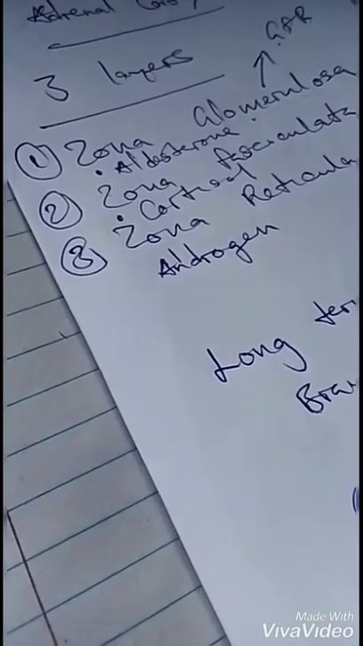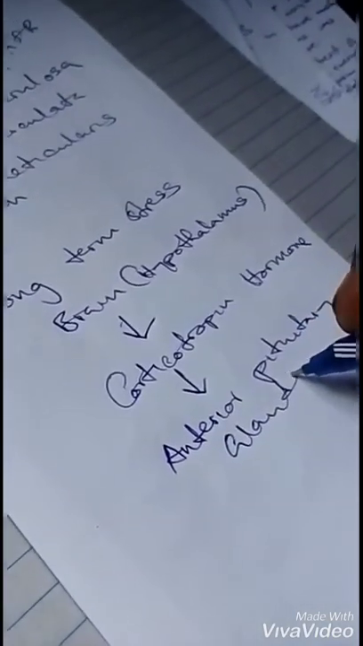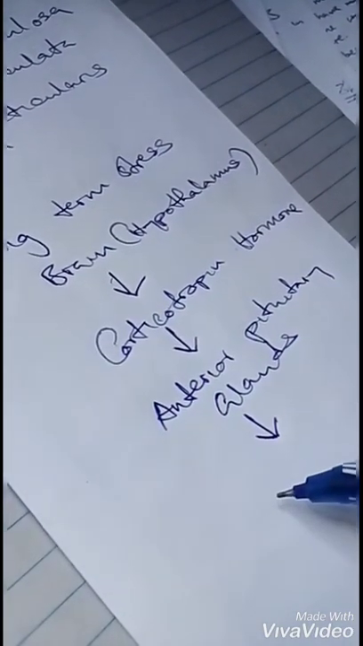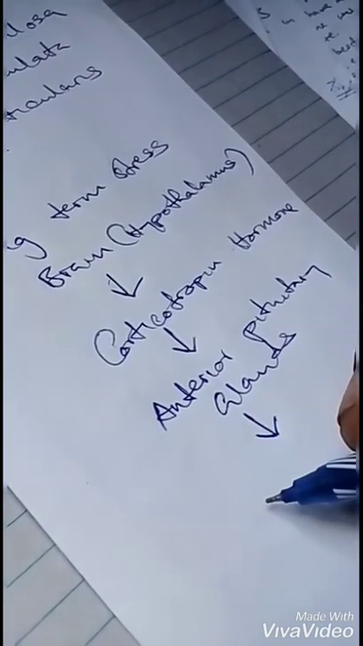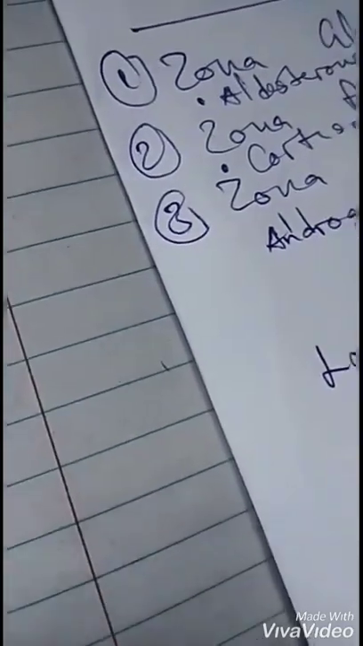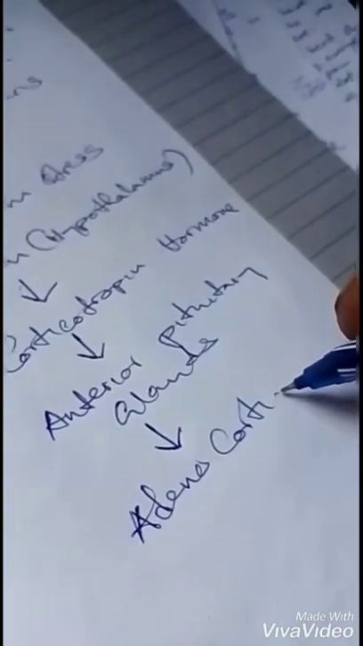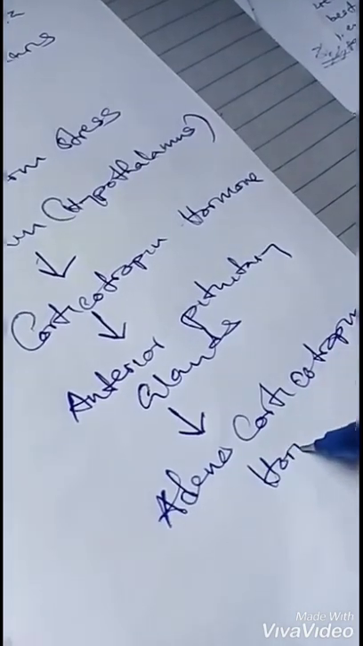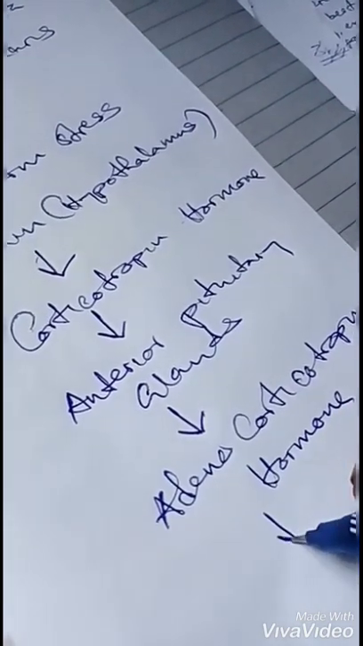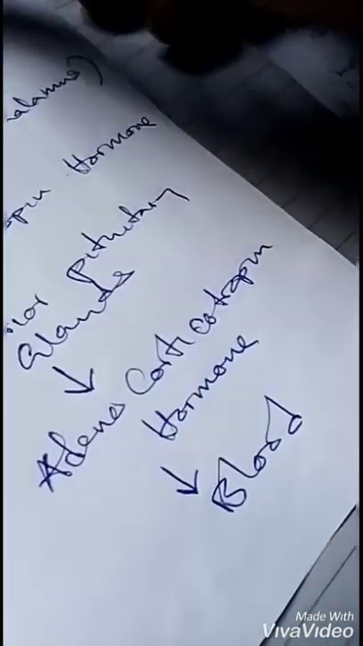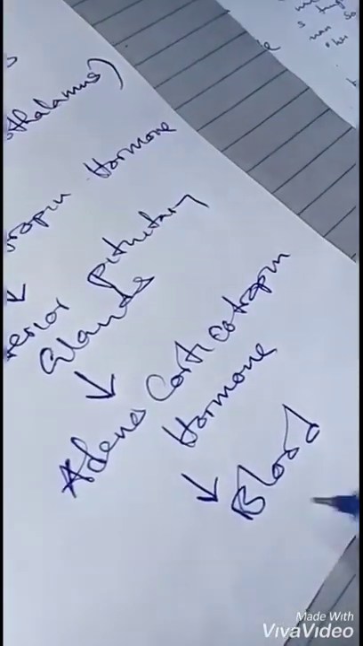Pituitary glands, and the anterior pituitary gland will actually release another hormone called adrenocorticotropic hormone. The adrenocorticotropic hormone will then go into circulation. Actually follow this: going into circulation, they get to the adrenal gland.